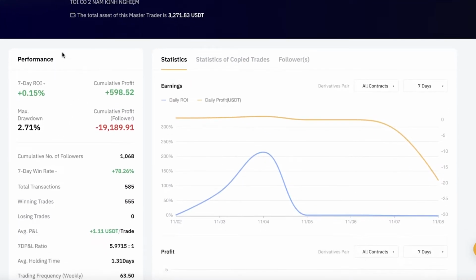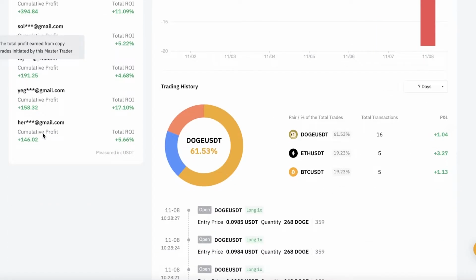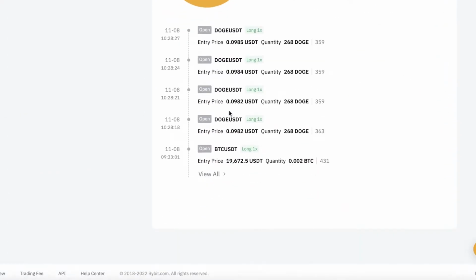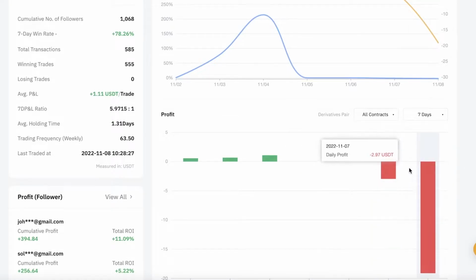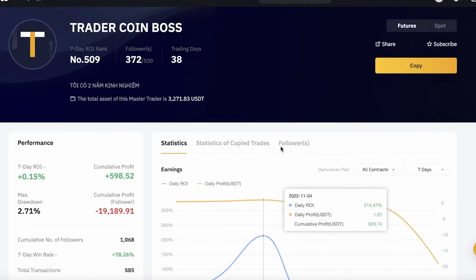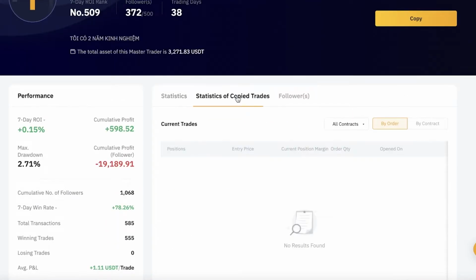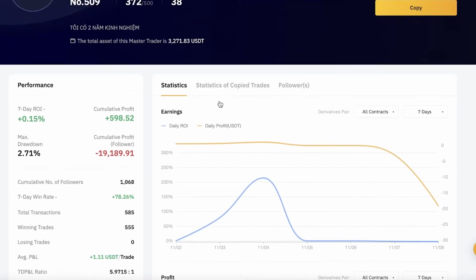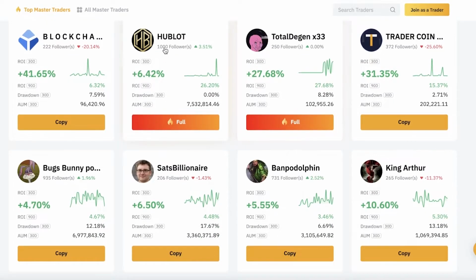Then you'll be able to see the performance of their strategy. So you'll be able to see the profit for each individual follower, the trading history, and the overall cycle. Currently, you can see this trader has been losing money. They have had 2 bad days, and that is not something to lose a trader on. Don't think that just because someone lost some money in a couple of days, it means that they're a bad trader. But whenever you're doing copy trading, you want to try to find the best that you can.